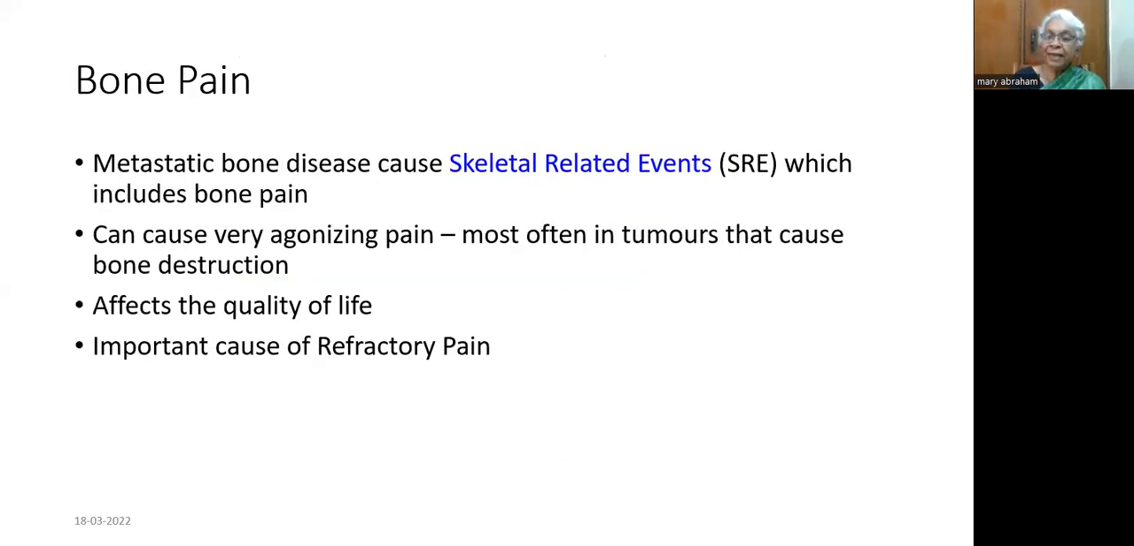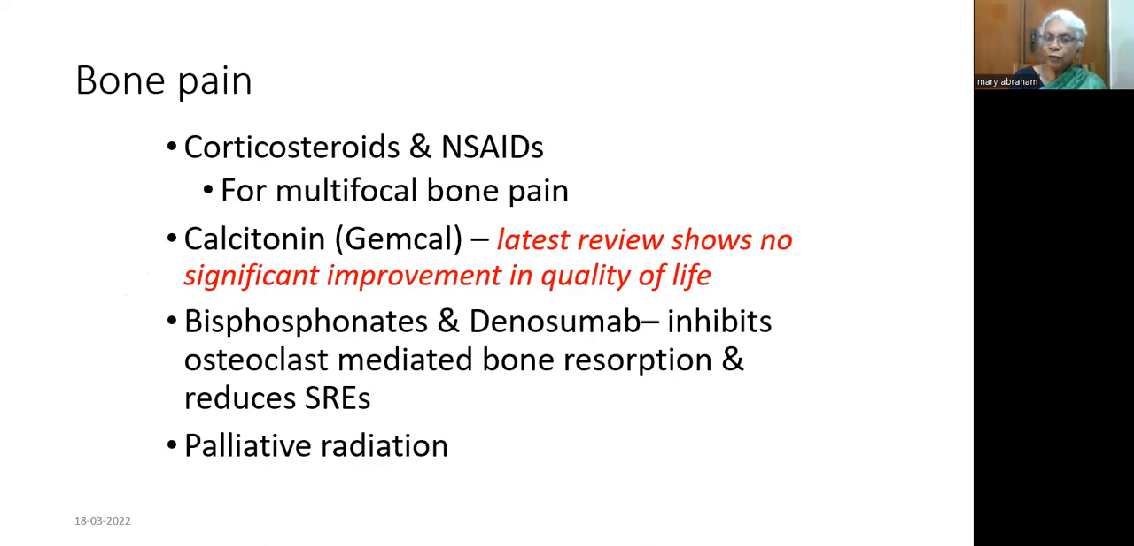Bone pain, again, is a very difficult to treat pain, an important cause of refractory pain, and it can be very agonizing. What they cause is called skeletal-related events. So we need to treat that pain. And how do we do it? Next, please. We can give corticosteroids and NSAIDs.